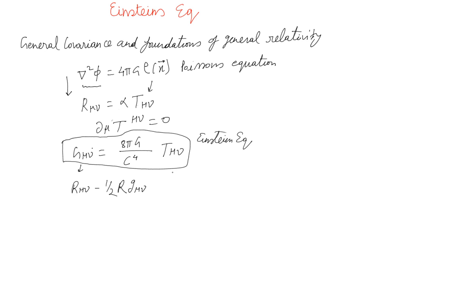It has been valid. So far, none of the experiments have invalidated this equation. There has been no experiment that has shown that this equation is violated. So this is Einstein's equation, and we can talk about special cases. For example, we know that the low velocity limit of special relativity is nothing but the Galilean transformation.